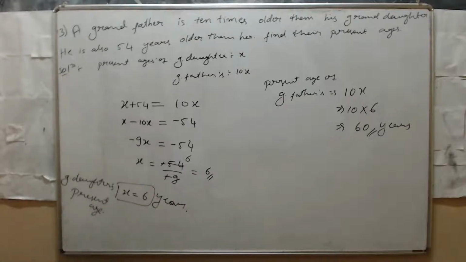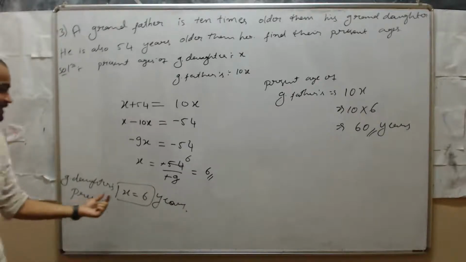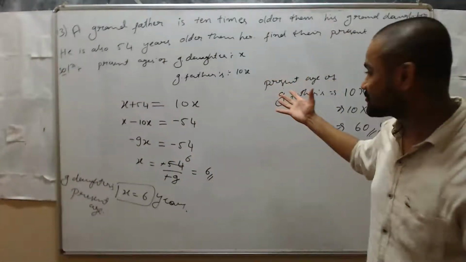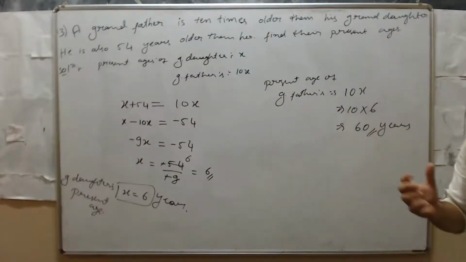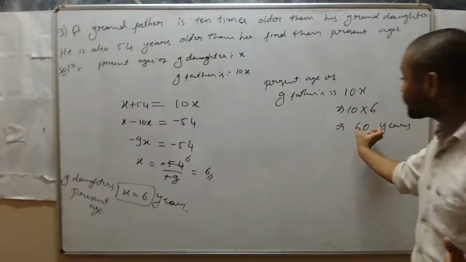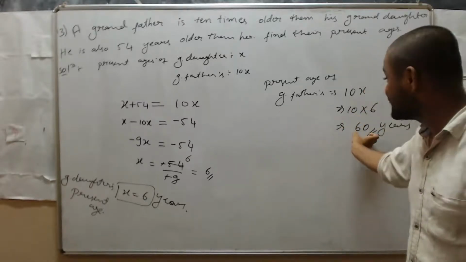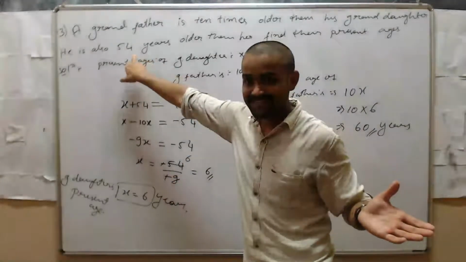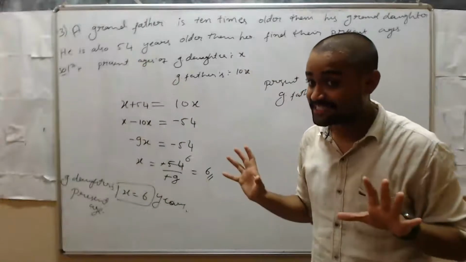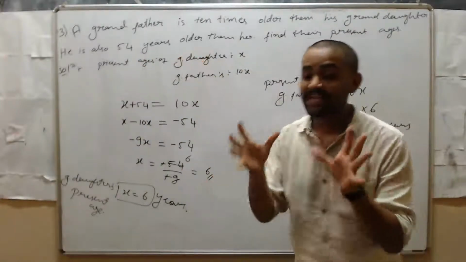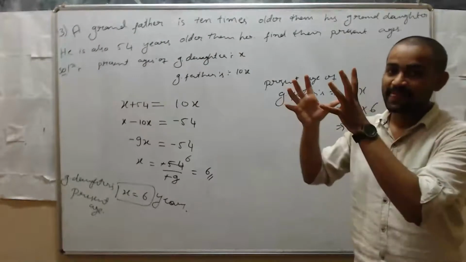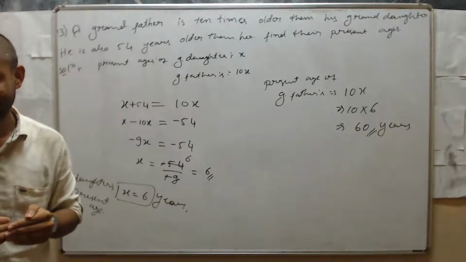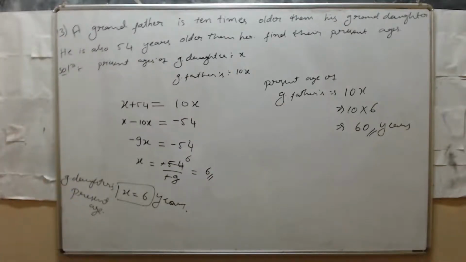Is it clear, students? See here, x is equal to 6. When the granddaughter is 6 years old, how old will the grandfather be? 60 years. A 60-year-old grandfather. Okay, and he is 54 years more than her. See here, 60 minus 6 will be 54, students. Is it clear? 60 minus 6 is equal to 54, and he is 54 years older than her, and also he is 10 times her age. Okay, students, take a screenshot of this.